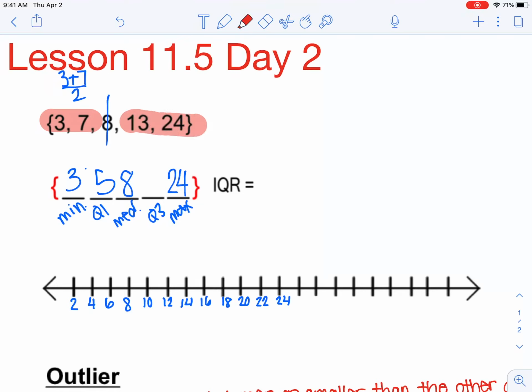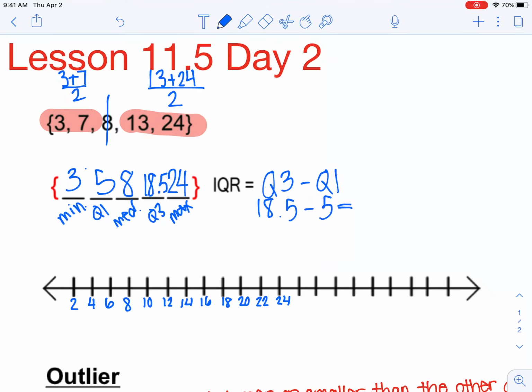Now we'll do the same thing for the numbers to the right of our median. 13 plus 24 divided by 2, which gives us 18.5. Now that we have found those key points, we can find our interquartile range by taking Q3 minus Q1. So that would be 18.5 minus 5, which equals 13.5.